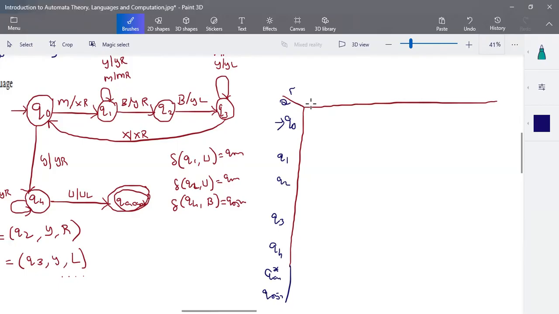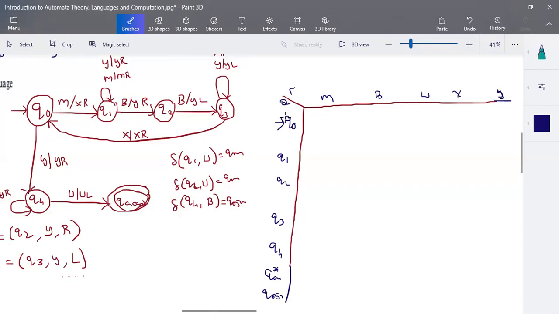Now for Q0, the tape elements are: initially the tape will have M and B and the blank symbol, and later on M will be cancelled as X and B will be cancelled as Y. So all these symbols have the possibility of being written on a tape. So you have to write for all possible criteria.